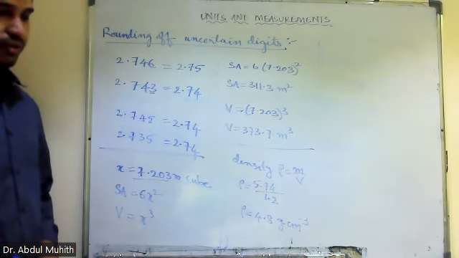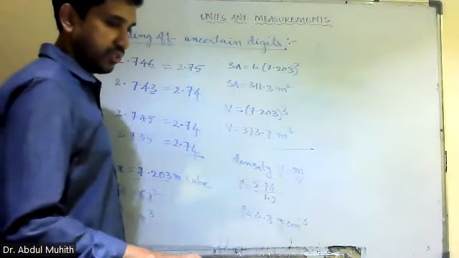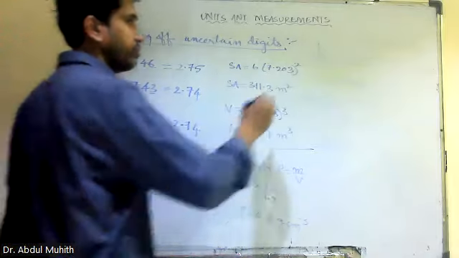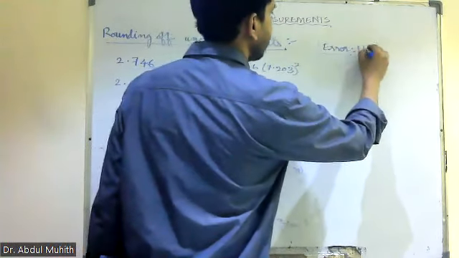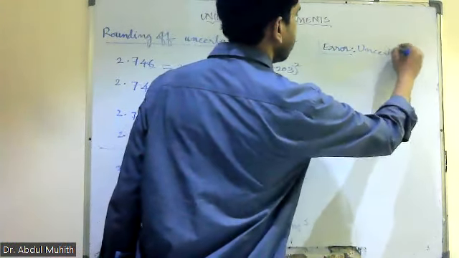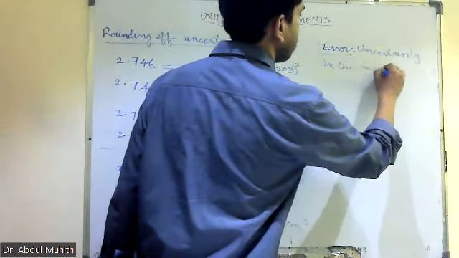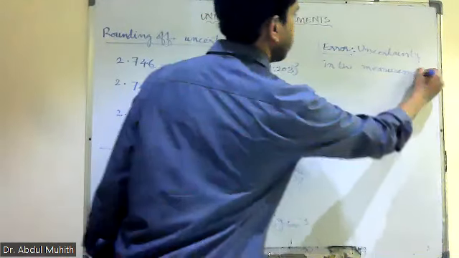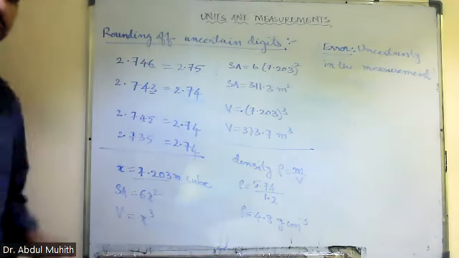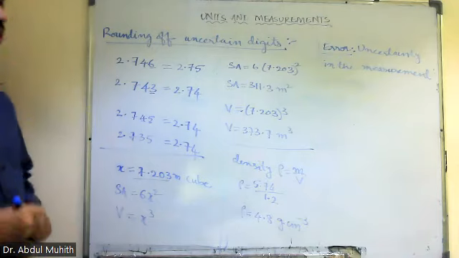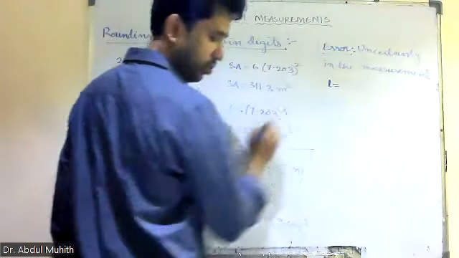After that, we have one more. Suppose I have length and I have width. So what is error? How do you define error? Uncertainty in the measurement. Uncertainty in the measurement is known as error.